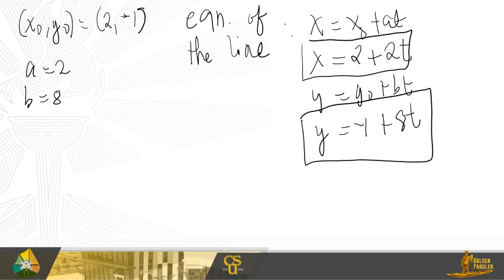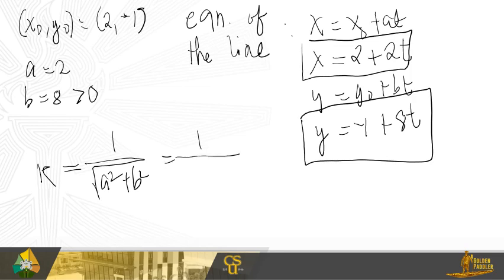Now, how about yung standard equation ng line? Okay, so first is para ma-solve yung standard equation ng line, i-solve muna natin yung k, no? So, kita natin yung b natin is positive. So, ang gagawin natin is gagamitin natin yung formula ng k na +1 over the square root of a square plus b square. Actually, pwede naman magka-swap. So, that is 1 over square root of 2 square plus 8 square.